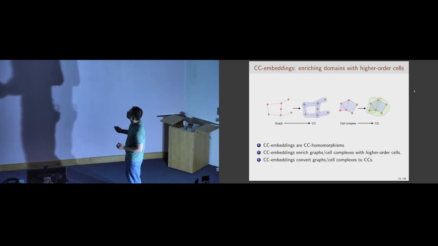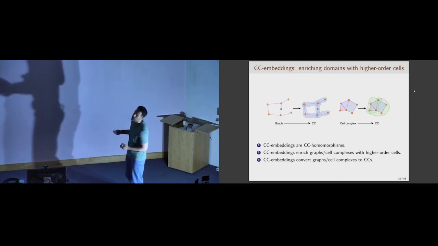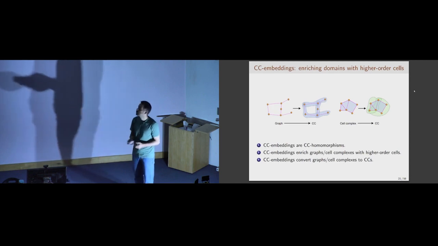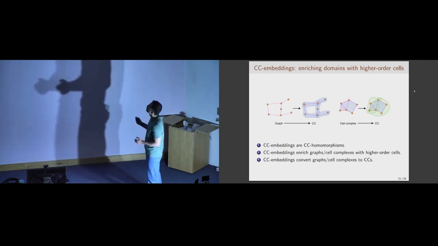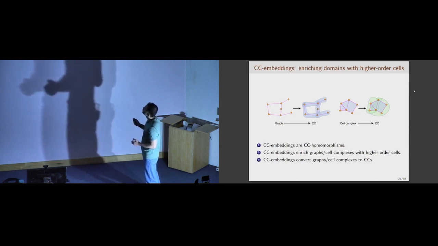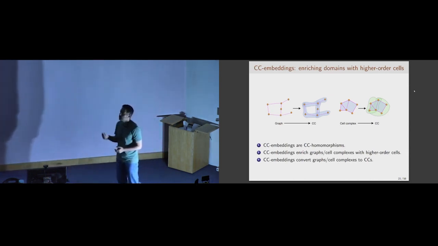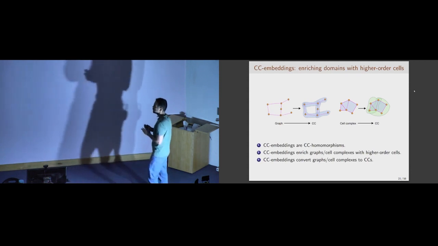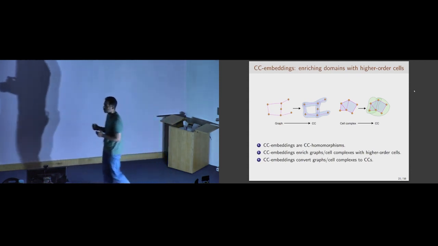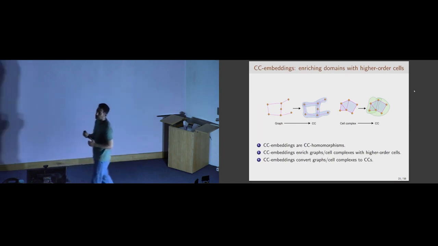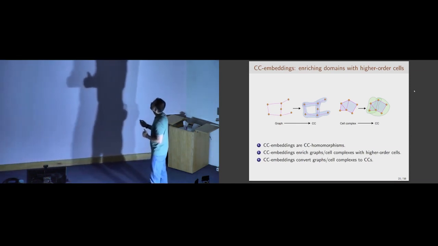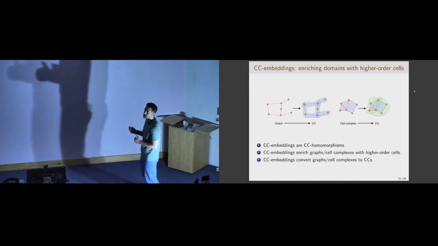So for example, you can take a graph, we can enrich it now by adding extra cells, blue cells, and we can end up with a CC. Similarly, we can start with a cell complex and we can add even higher order green cells, and we can end up again with a CC. So essentially, you can think of this process as a process of enriching existing structures, and you might want to do that if you have additional data for the higher order relations in order to land in a CC.